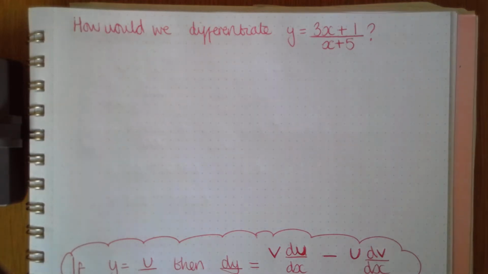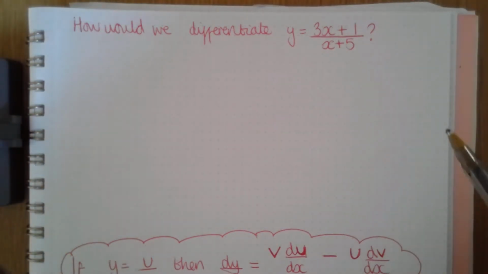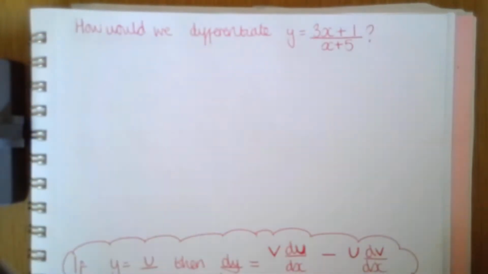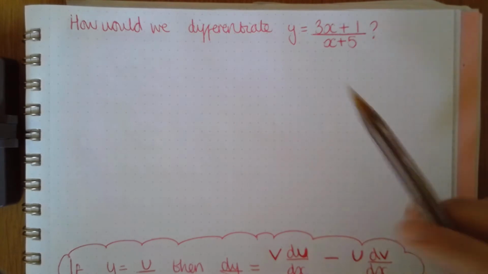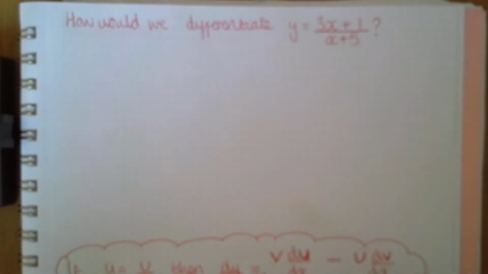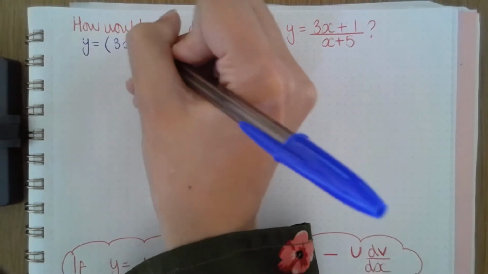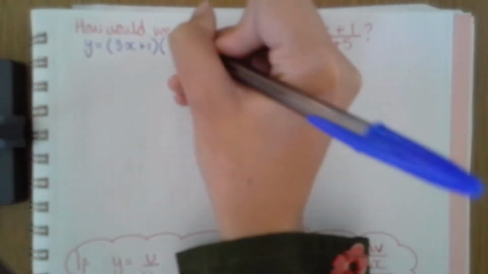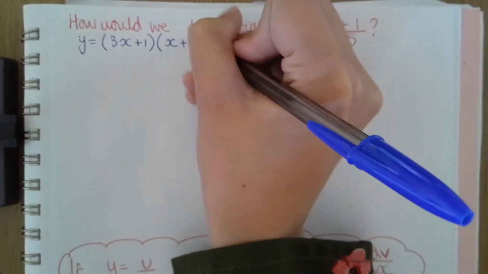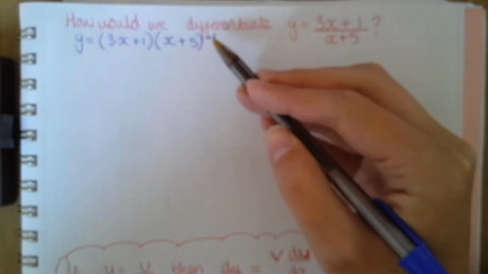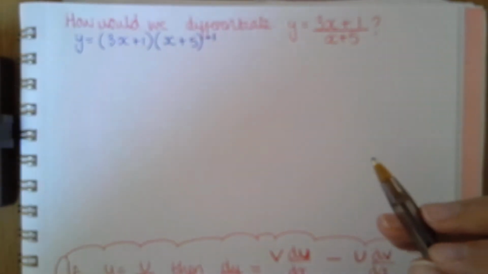So in this video we're going to talk through the quotient rule, and this is the question we're going to look at first, but we're not going to use the quotient rule. Currently for this question we could use the product rule, because we can rearrange this so we get y equals (3x plus 1)(x plus 5) to the power of negative 1. Because it's on the denominator, we've got a power of negative 1.